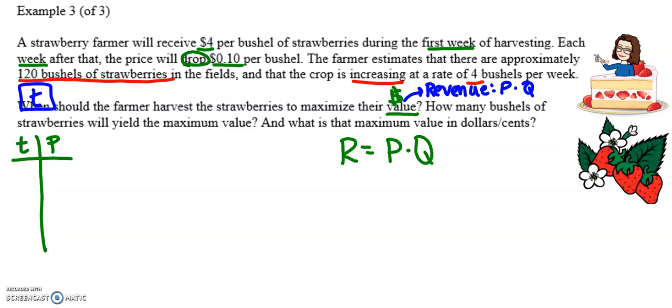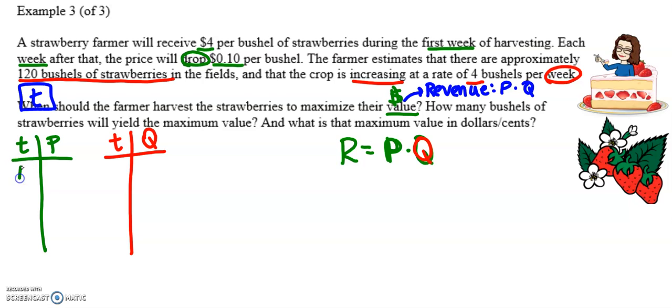The next thing then, I have approximately 120 bushels of strawberries in that first week, and then we increase at a rate of 4 bushels per week. So the quantity of strawberries is also dependent on time. Okay, so just thinking about basic independent-dependent relationships. Our price is based on time, our quantity is based on time, which means when I put those two things together, price and quantity, our revenue will also be based on time, which is what we were hoping for.